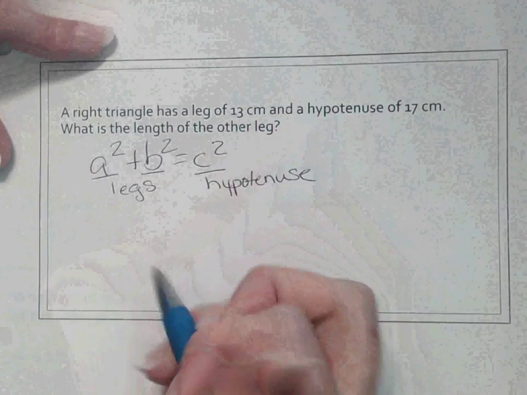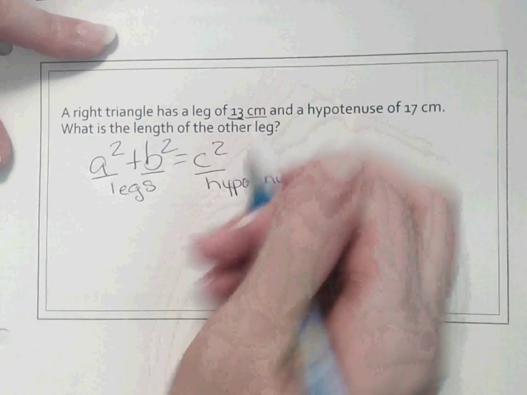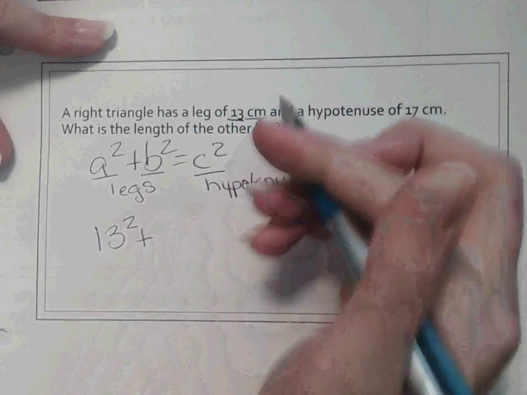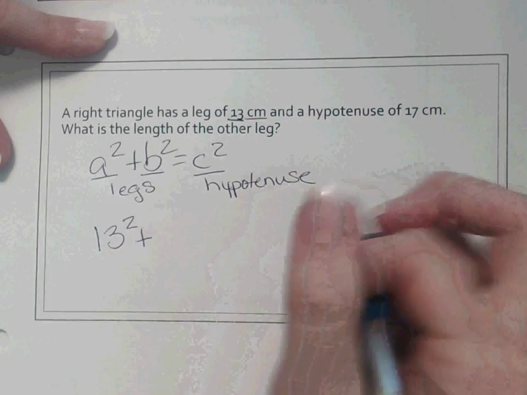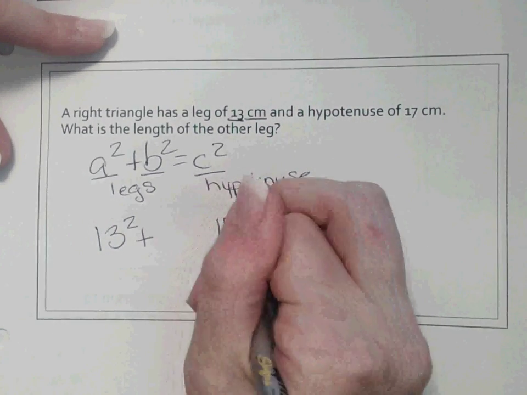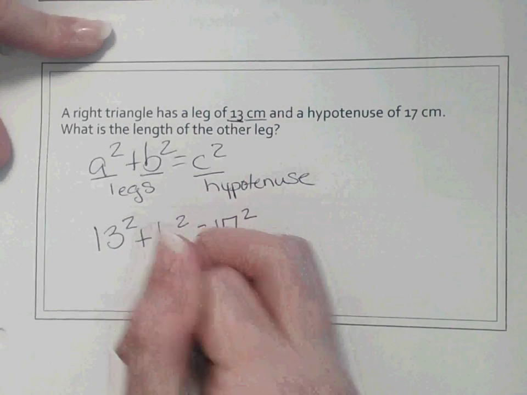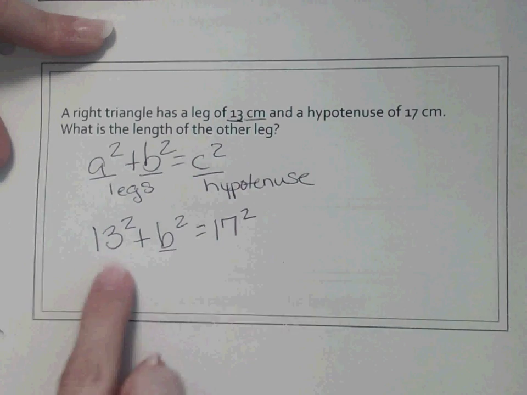Okay, so a right triangle has a leg of 13 centimeters. So I'm going to plug that into one of them. And a hypotenuse of 17 centimeters. What is the other leg? So I don't know this one, so I'm going to leave it be.